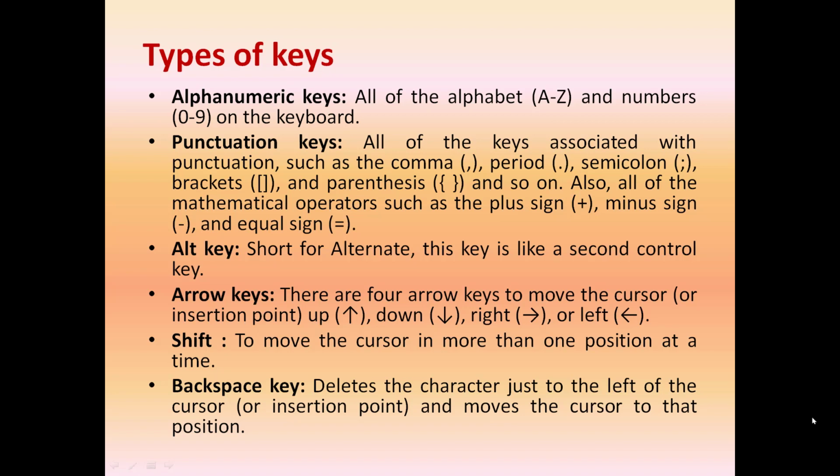Alt key. It is called an alternate key. Arrow keys. We all know that there are four types of arrow keys: up arrow, down arrow, right arrow, and left arrow. Shift key. To move the cursor in more than one position at a time, we use the shift key. Backspace key. It is used to delete the character to the left of the cursor.